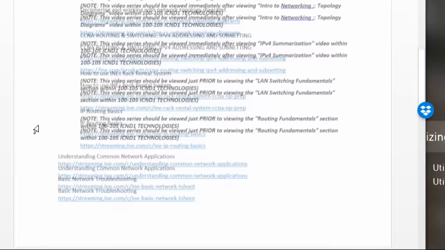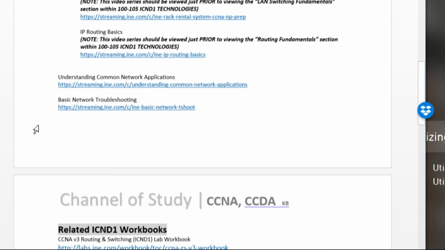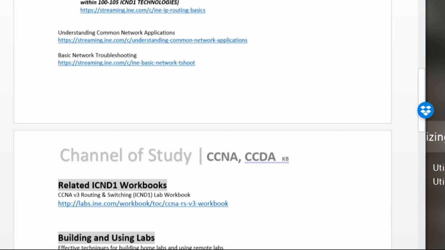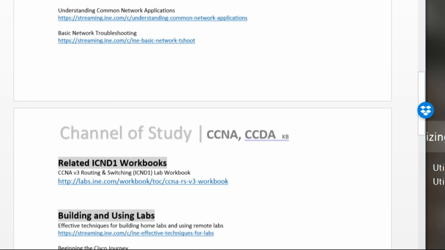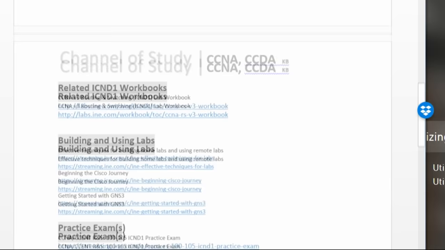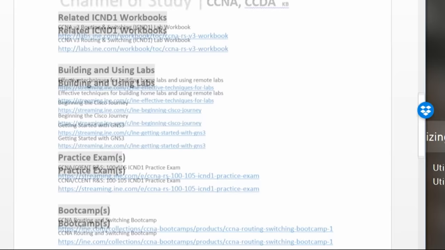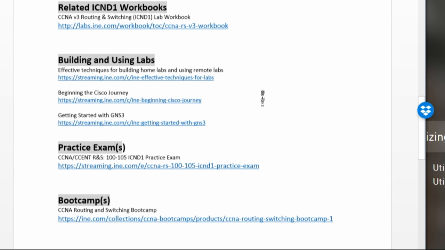And then after that, you would watch the common network applications, basic network troubleshooting. And then you're also going to want to work through the ICND1 lab workbook while you're doing that. And here are some videos on how to do labs, as far as creating your own labs, tools available for you. And here we also have the practice exams.